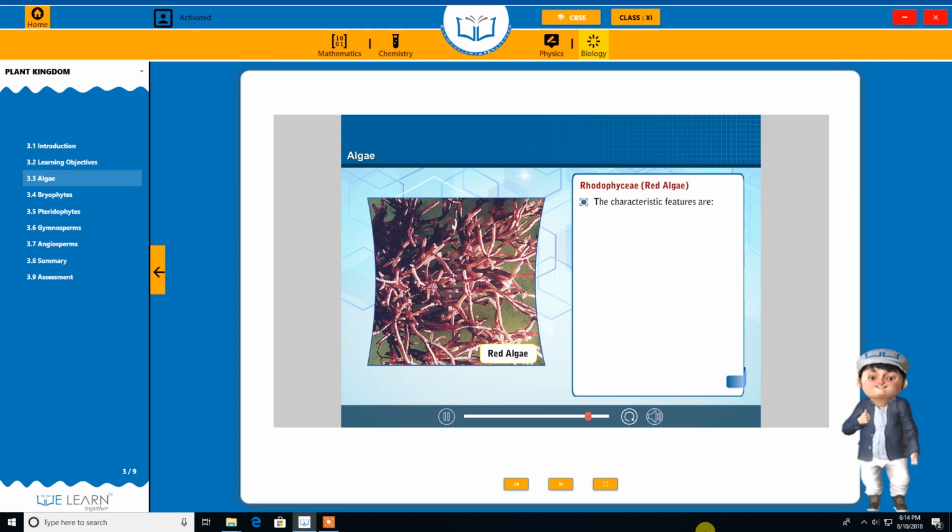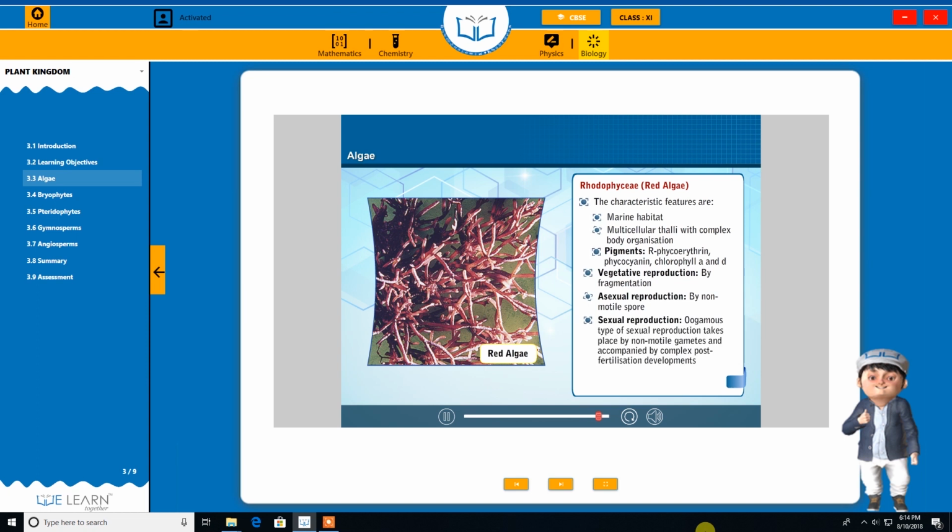Rhodophyceae, red algae. The characteristic features are marine habitat and multicellular thalli with complex body organization. Pigments are phycoerythrin, phycocyanin, chlorophyll A and D. Vegetative reproduction by fragmentation. Asexual reproduction by non-motile spore. Sexual reproduction is oogamous type, takes place by non-motile gametes and is accompanied by complex post-fertilization developments. Examples: Polysiphonia, Gracilaria, Gelidium, etc.